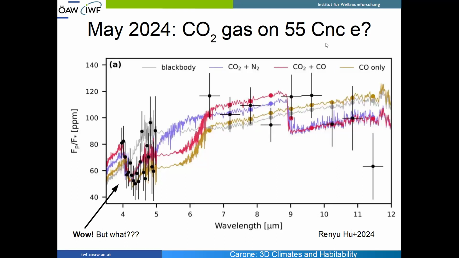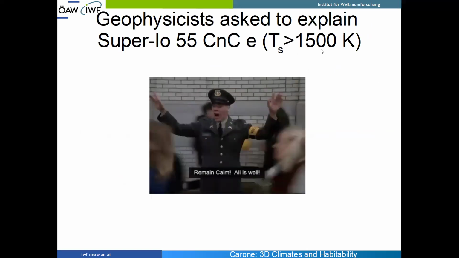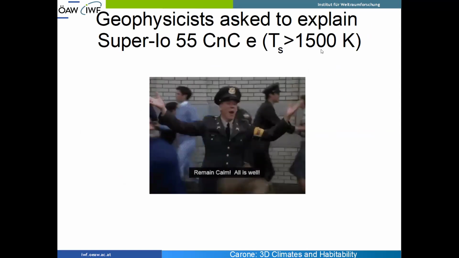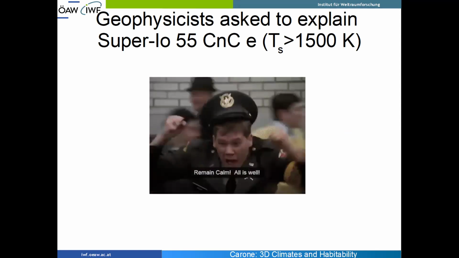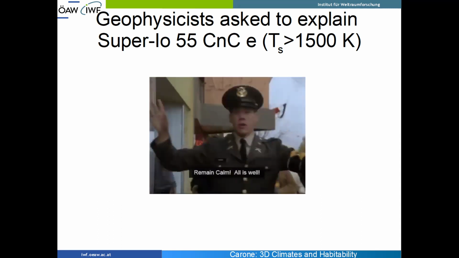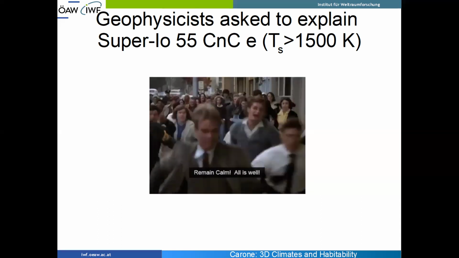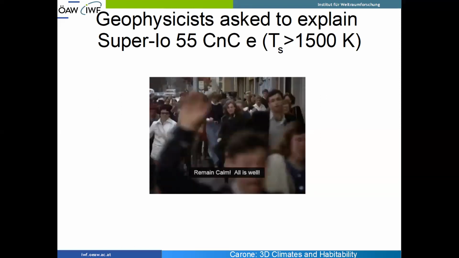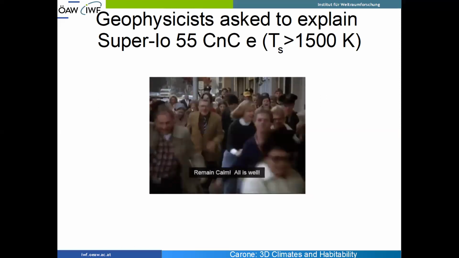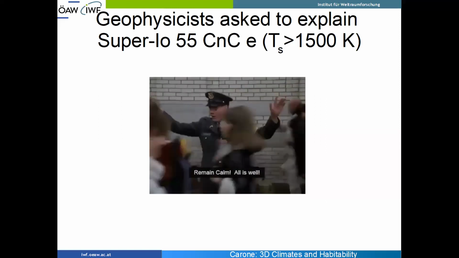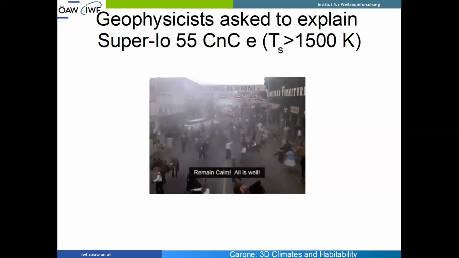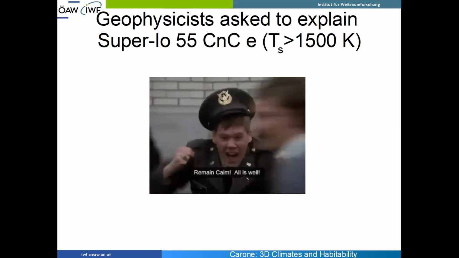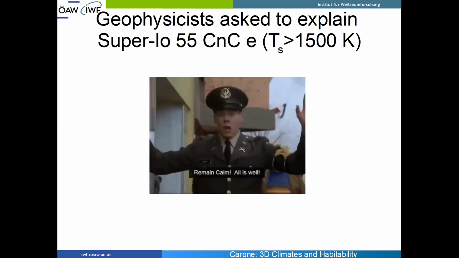So 55 Cancri e might have CO2 gas in an atmosphere, which, however, is a bit of a problem for geophysicists, to be honest, because 55 Cancri e is super hot. It is orbiting very close to its host star and has surface temperatures larger than 1,500 Kelvin. And it is very old, an 8 billion year old system, so twice as old as the solar system. So how are we even able to have CO2 gas on such a planet? Also, to be fair, observations of 55 Cancri e are very variable, so whenever we look at it, it gives us something different.